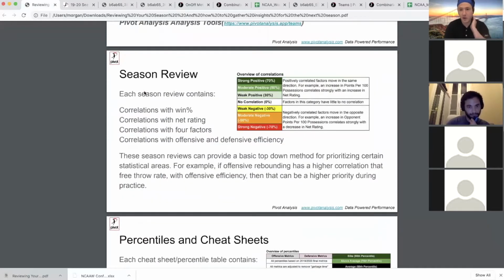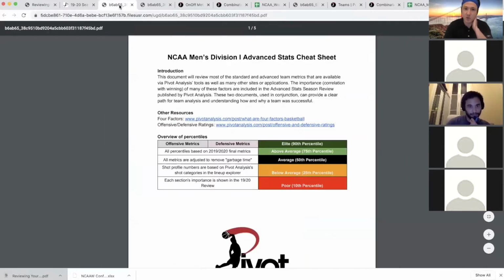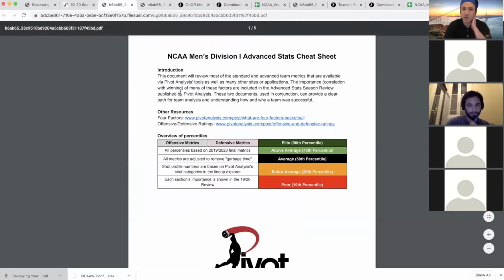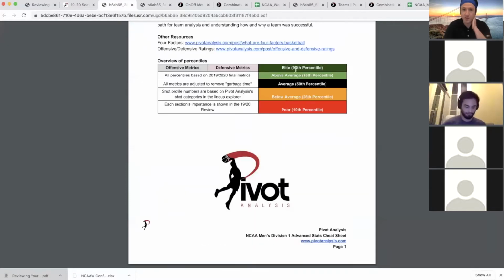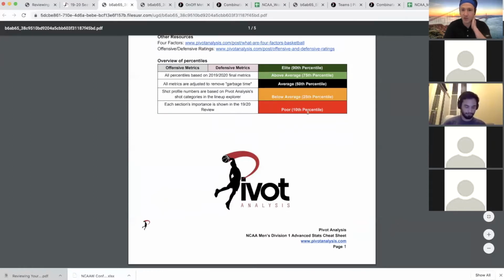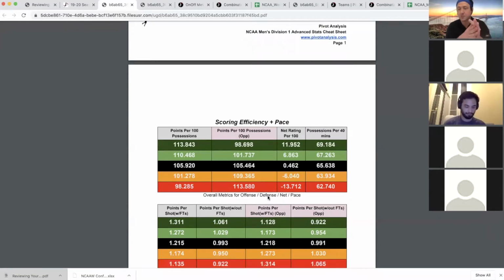Today I'll be spending more time on percentiles and the cheat sheets. The cheat sheet was an initial document that we put together as an easy reference point for viewing a number in a vacuum and seeing how good it was relative to your peers. The basic breakdown is 90th percentile to 10th percentile, and we have that for every stat, offense and defense. It's useful for quickly saying, okay, we had a +5 net rating.